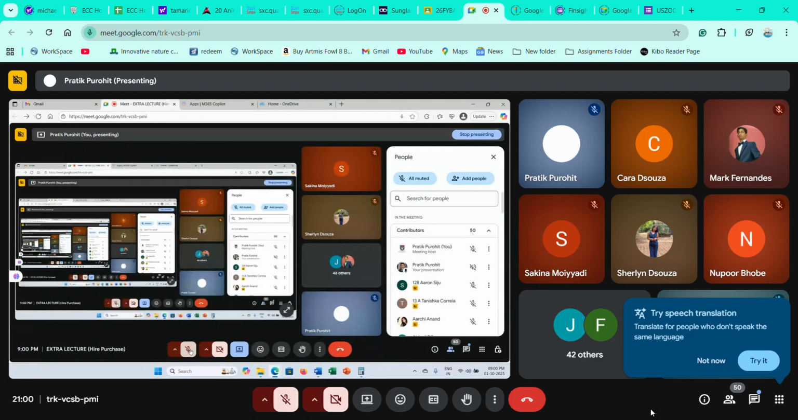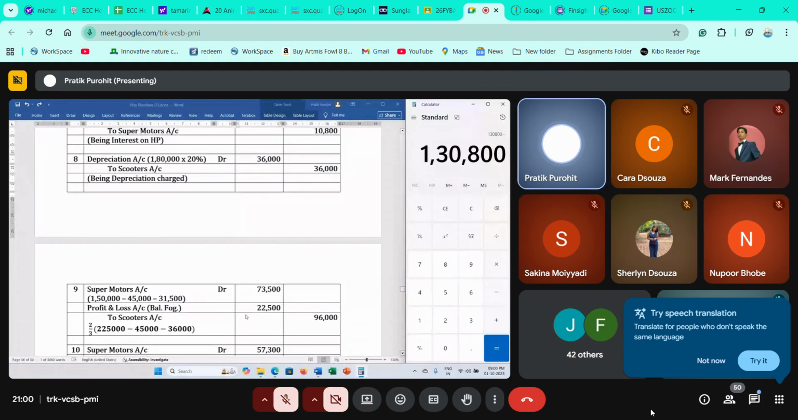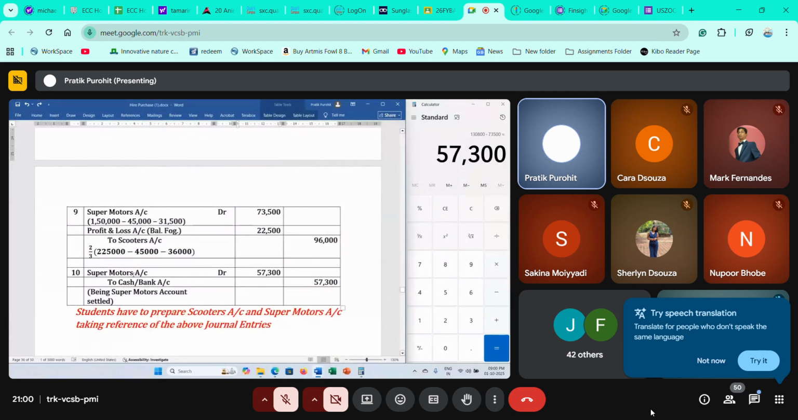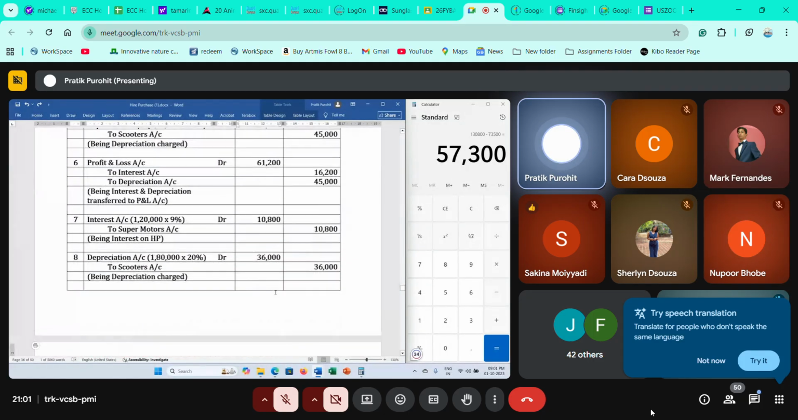Yes or no? Correct. Then minus 73,500. So how much is left to be paid to them? 57,300, which comes here. So could you explain the 57,300 again?